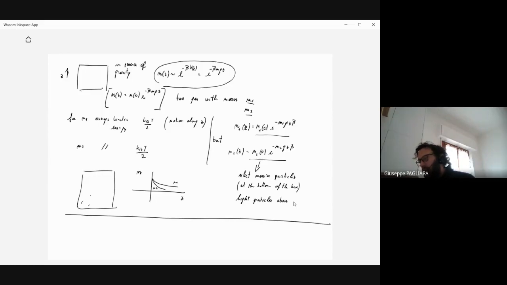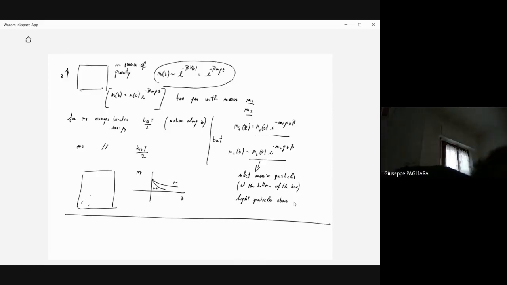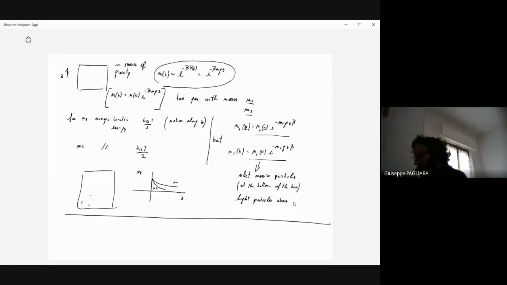Okay, so now let's continue with this sort of exercises of the canonical ensemble. And let me consider this situation. So this is another exercise.